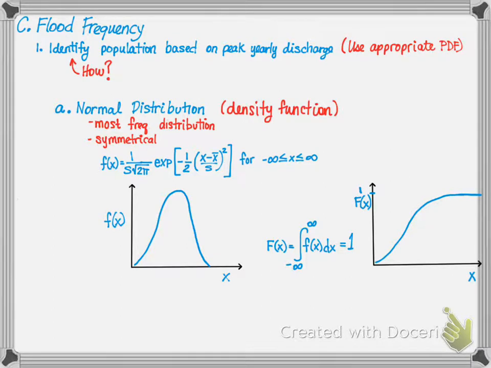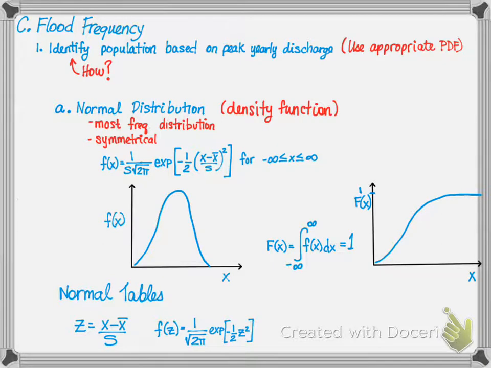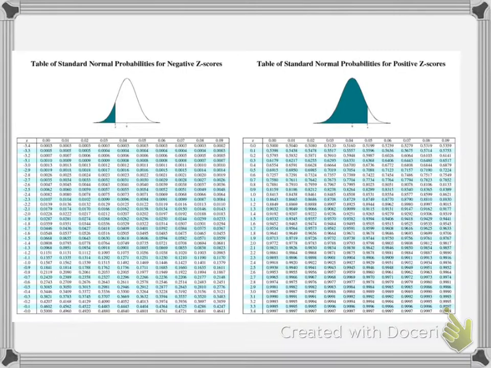The problem with integrating the f of x function of the normal distribution is it doesn't have a numerical solution. Therefore, normal tables were generated, where for every value of x, there's a corresponding z value. Z is equal to x minus x bar over s. The standard deviation for a normal table is 1. So this is our normal table. Inside of our normal tables are probability functions. Each probability function in this represents a non-exceedance probability.